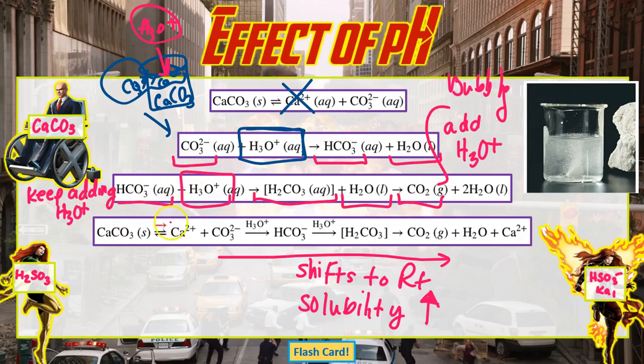Therefore, if we continually add a strong acid to this saturated calcium carbonate solution, guess what's going to happen? Our solubility is going to increase. Because we are decreasing this aqueous ion here, that's going to force the overall equilibrium to shift to the right, and that's going to increase solubility so that we can produce more of it to get back to equilibrium. Okay, folks?